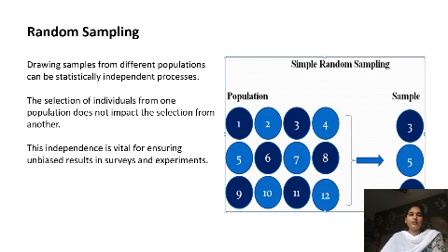Random sampling. Drawing samples from different populations can be statistically independent processes. The selection of an individual from one population does not impact the selection from another. This independence is vital for ensuring unbiased results in surveys and experiments. Simple random sampling: the population is 1, 2, 3, 4, 5, 6, 7, 8, 9, 10, 11, and 3, 5, 11 is the sample.